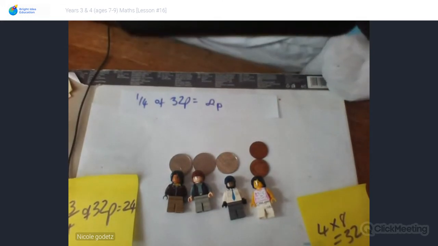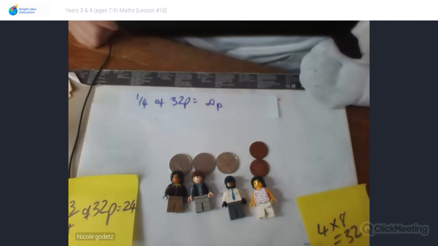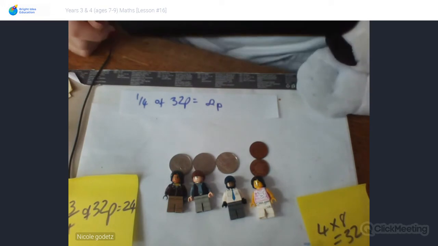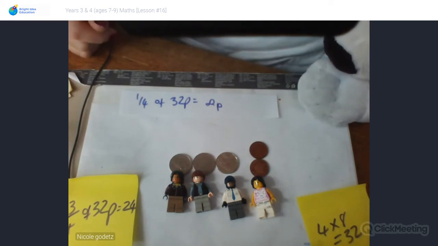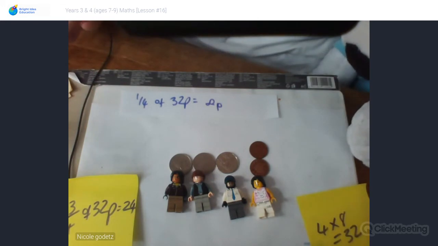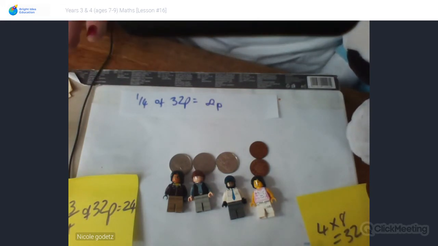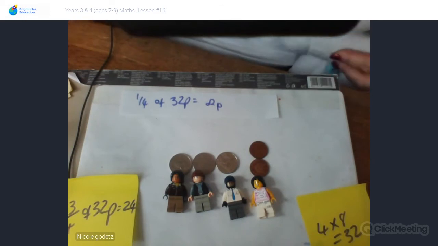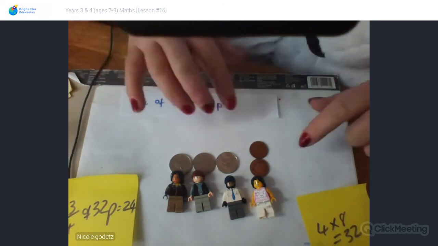Right. So tell me, when I go to the shop, am I going to say, can you share this for 8 and 8 and 8? What do I have to do? 8 pence each. So let's have a look. Can you share this for 4 lots of 8, please?